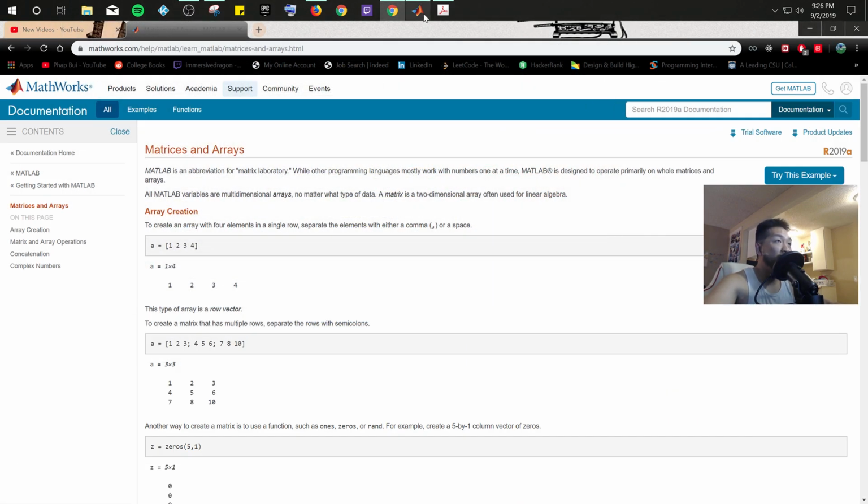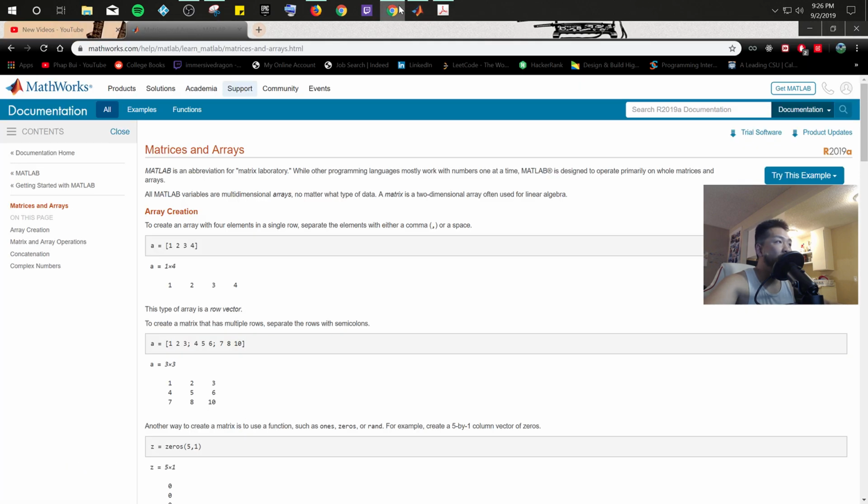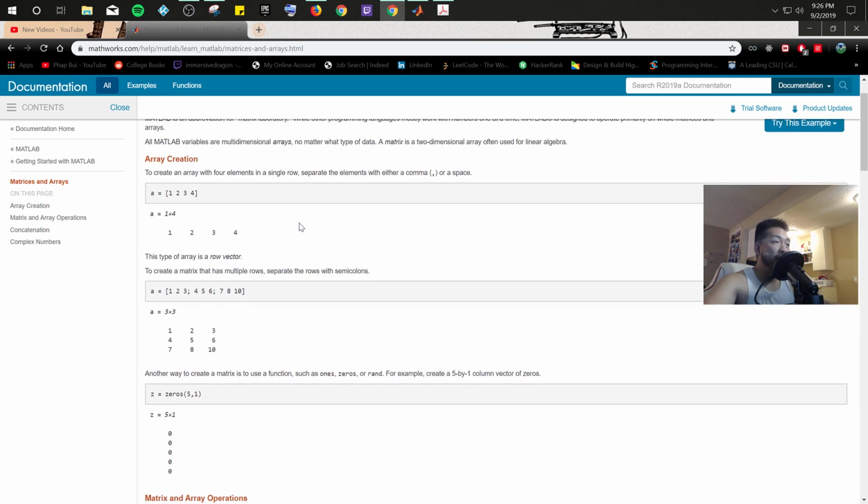Matrices and arrays. Alright guys, so I'm going to show you how to start on MATLAB matrices and arrays. MATLAB is an abbreviation for matrix laboratory. While other programming languages mostly work with numbers one at a time, MATLAB is designed to operate primarily on whole matrices and arrays. Alright, so array creation.